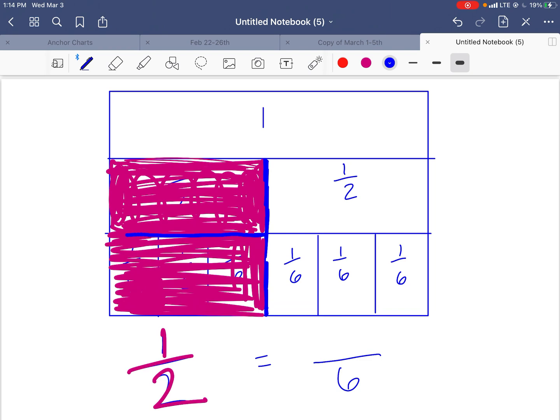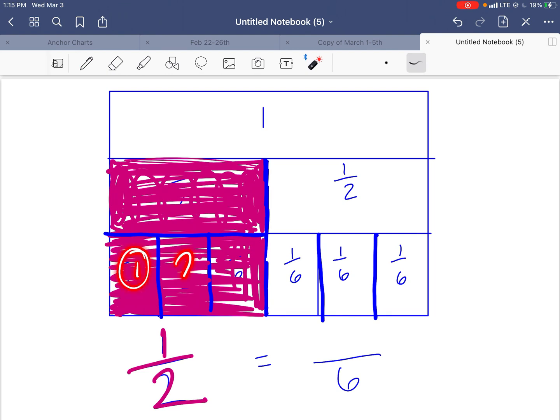So how many of those sixths did we color in? As you can see, this is 1/6, 2/6, 3/6. So how many sixths equal 1/2? 3/6 is equivalent to 1/2. 1/2 is equal to 3/6.